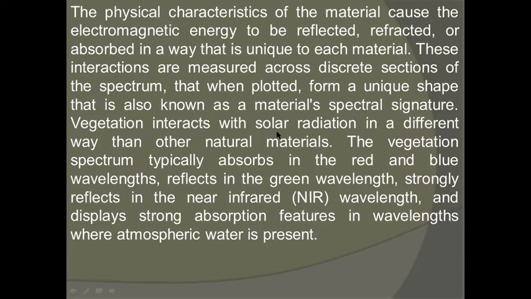Vegetation interacts with solar radiation in a different way than other natural materials. The vegetation spectrum typically absorbs in the red and blue wavelengths, reflects in the green wavelength, strongly reflects in the near infrared wavelengths, and displays strong absorbance features in wavelengths where atmospheric water is present.